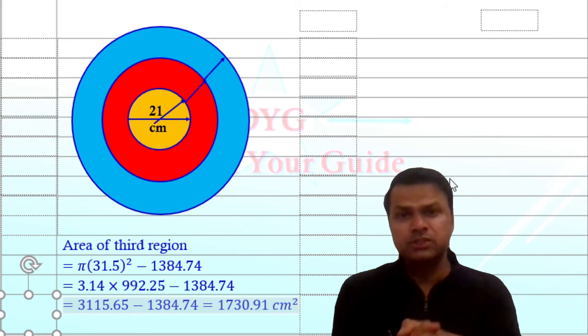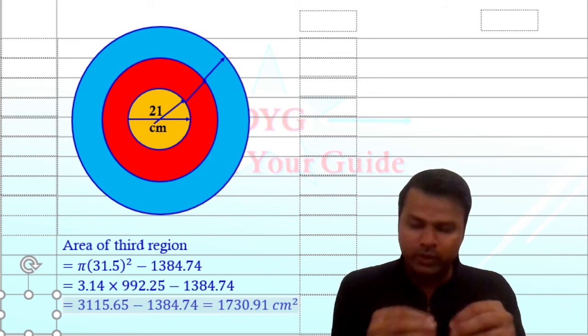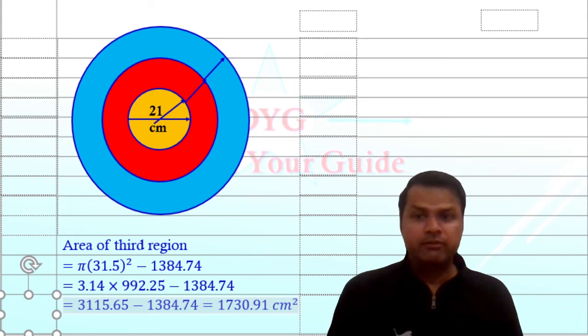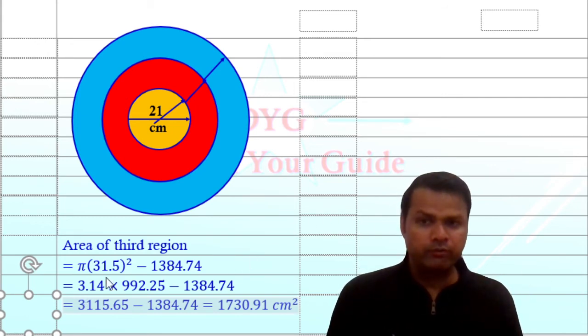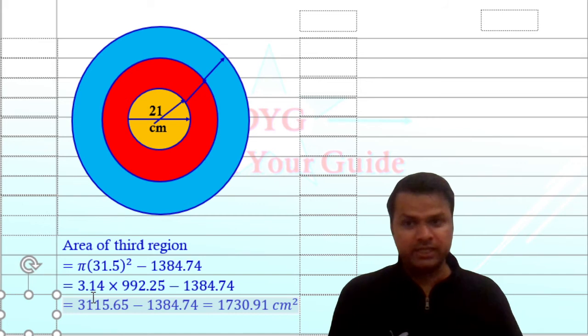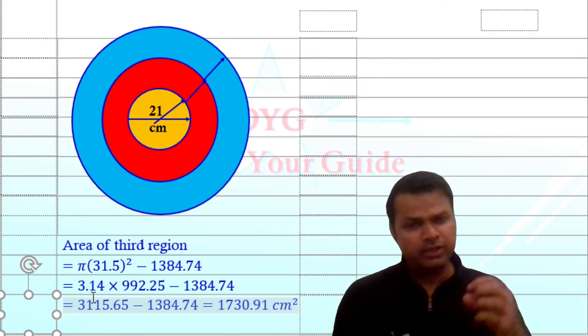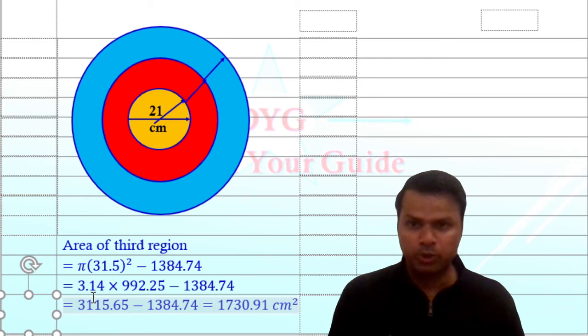Now, if your answer is not matching with the answer sheet, do not worry about it. The difference of one or two may be there just because of the values that we are taking, 3.14 or 22 upon 7. Or if I extend it to 3.141, the answer will always change. So a difference of one or two units is fine, there's no problem.